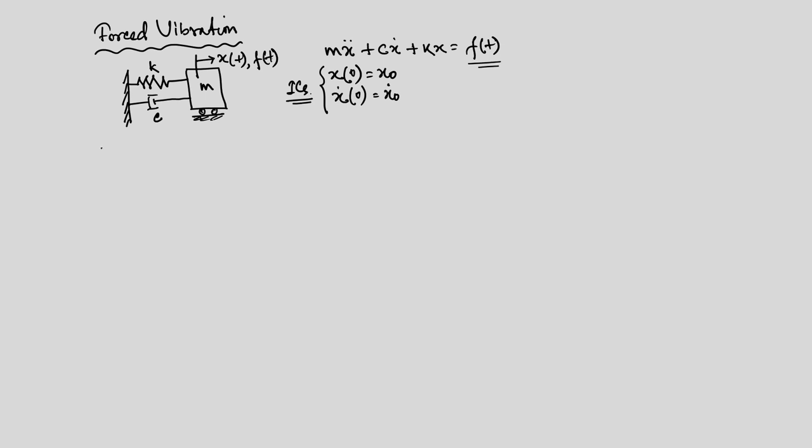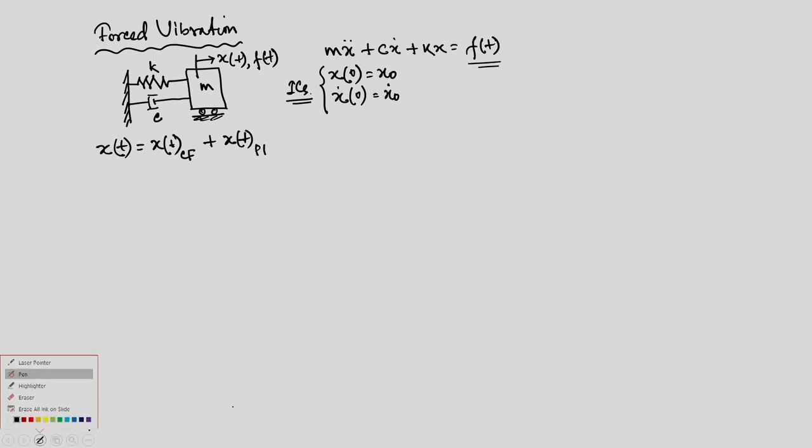Now, we have already solved the homogeneous part, that means the total solution x of t has two components: x of t, that is the complementary function, plus x of t, that is the particular integral. Now, this complementary function we have already solved when we have the right hand side equal to 0 and we apply the initial conditions. Today our task is to solve for this particular integral.